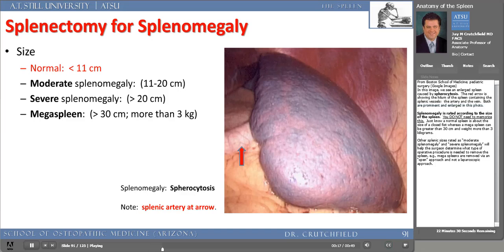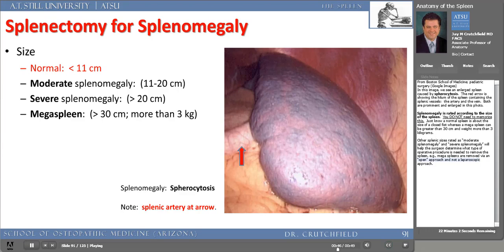Splenomegaly is rated according to the size of the spleen. You don't need to memorize this. Just know that a normal spleen is about the size of your fist, whereas a megaspleen can be greater than 30 centimeters and more than 3 kilograms. Other splenic sizes rated as moderate splenomegaly and severe splenomegaly will help the surgeon determine what type of operative procedure is needed to remove the spleen.